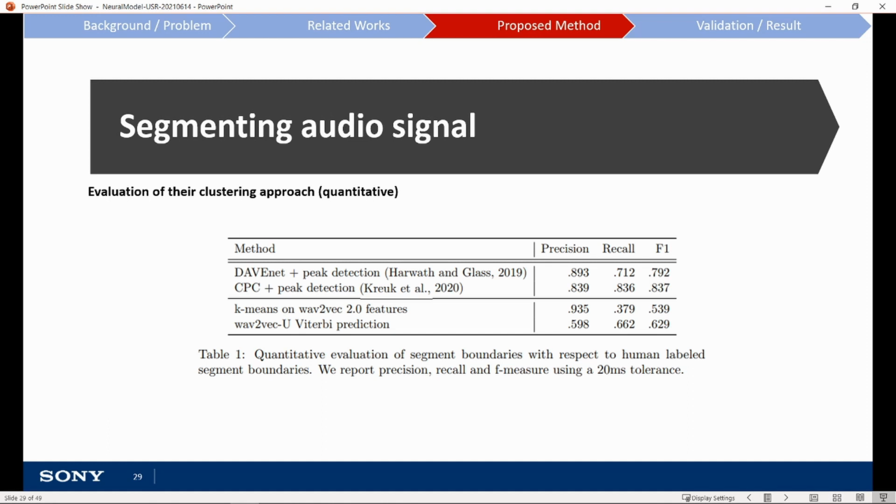Now this begs the question: do they even need a generator at all, or why are they using a generator if it's such a simple architecture? They could have simply used the segments produced by k-means clustering and mapped them to the corresponding phonemes, right, which sounds simpler. So this table quantitatively answers the two questions that I just raised.